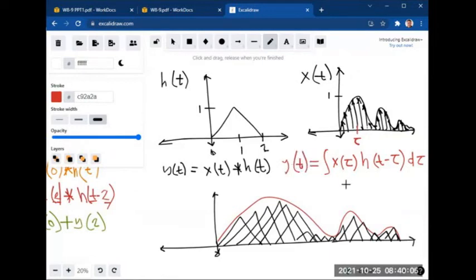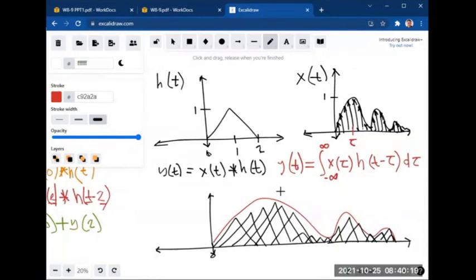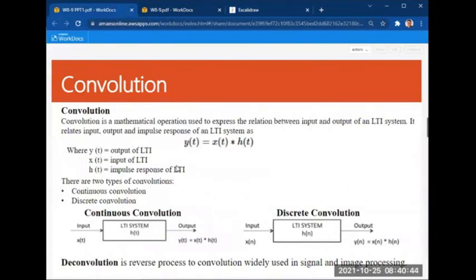Since this is integration, we have our limits, of course, from negative infinity to positive infinity. So this is our working equation for the convolution. This is the representation of convolution. Again, this is derived because we are adding all the convolutions within our input signal.